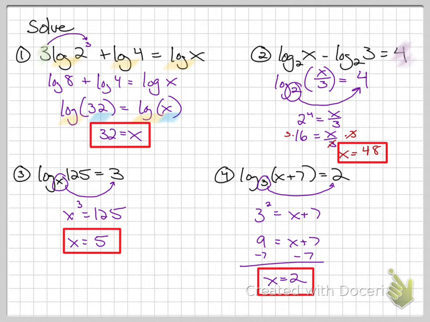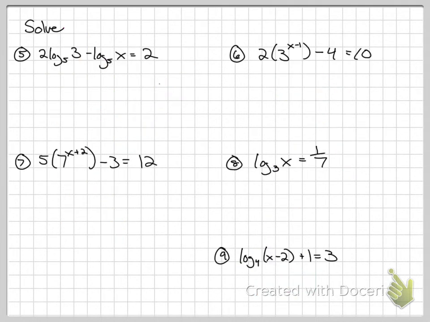Let's see what's on the next page. Number 5, logarithms and regular numbers. I see coefficients. Do the coefficient first. Float it up to make it an exponent. Log 5 still of 3 squared is 9. For logarithms, subtraction means divide. Log 5 in front still. 9 over x equals 2.